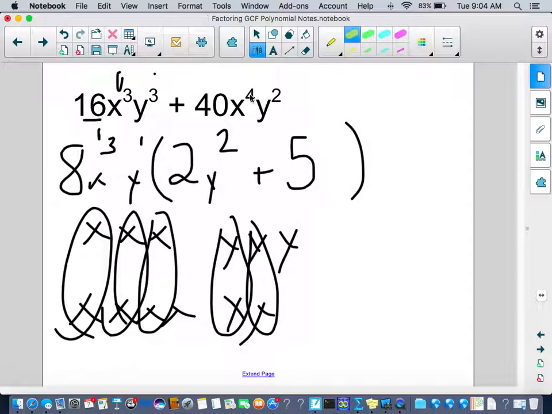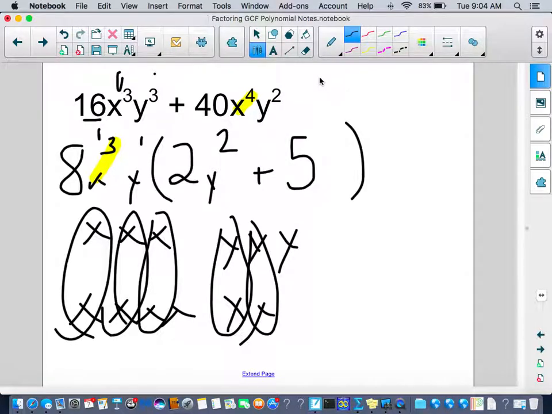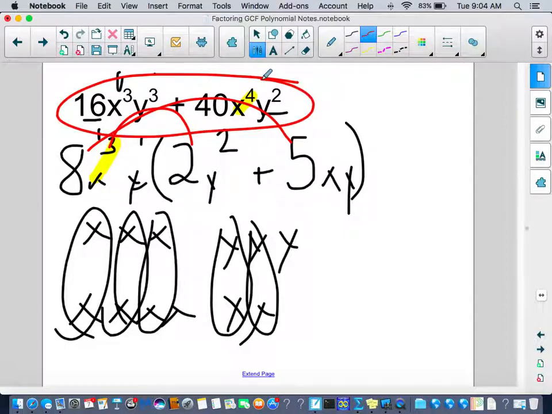Okay, let's look at our x's. I have x to the 4th here and x cubed here. So I need 1 more x, and looking at my y's, y squared here, y to the 1st there, I need 1 more y. Okay, so again, we can check our answer by distributing in. Once you distribute, you should be able to get back to that.